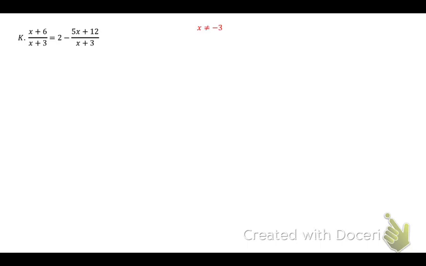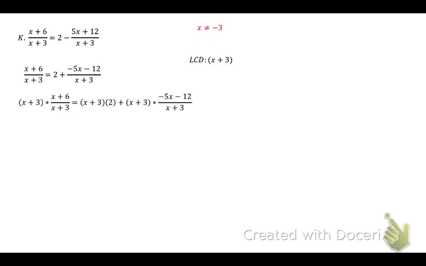So x cannot equal negative 3. I need to distribute that negative to the top, and it distributes to both terms. So that becomes negative 5x and negative 12. Now I'm going to do this one with the denominator. So my common denominator here is x plus 3. And that's what I'm going to multiply to each of these.